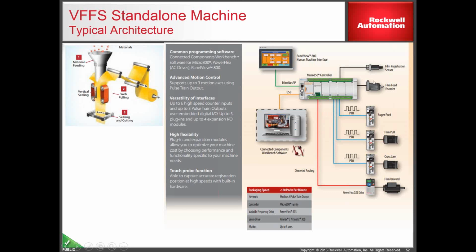There are two motors, and there is one motion drive on the auger feed, one on pull, one on cross jaw, and then one is on film, a normal drive for unwind and wind application in film. So this is a typical architecture with a Micro 800 controller, PF523 drive, and Kinetix 3 motion, which can have up to 3 axis control through PTO.